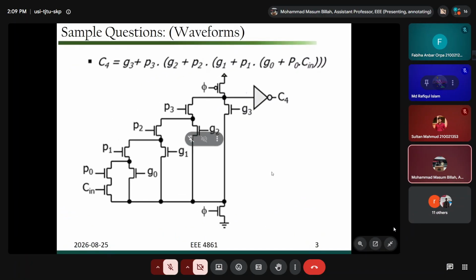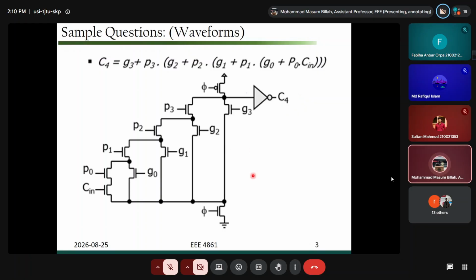representing the voltage across this particular node. For getting some voltage in this particular node, you should know what is G naught, what is P naught, and what is C input. That voltage, and P1 and G1, will determine what will be the output in this particular node. Then that voltage and P2 and G2 will decide the output of this particular node. P3 and G3 and this voltage will determine the voltage in the output node, so the final carry.